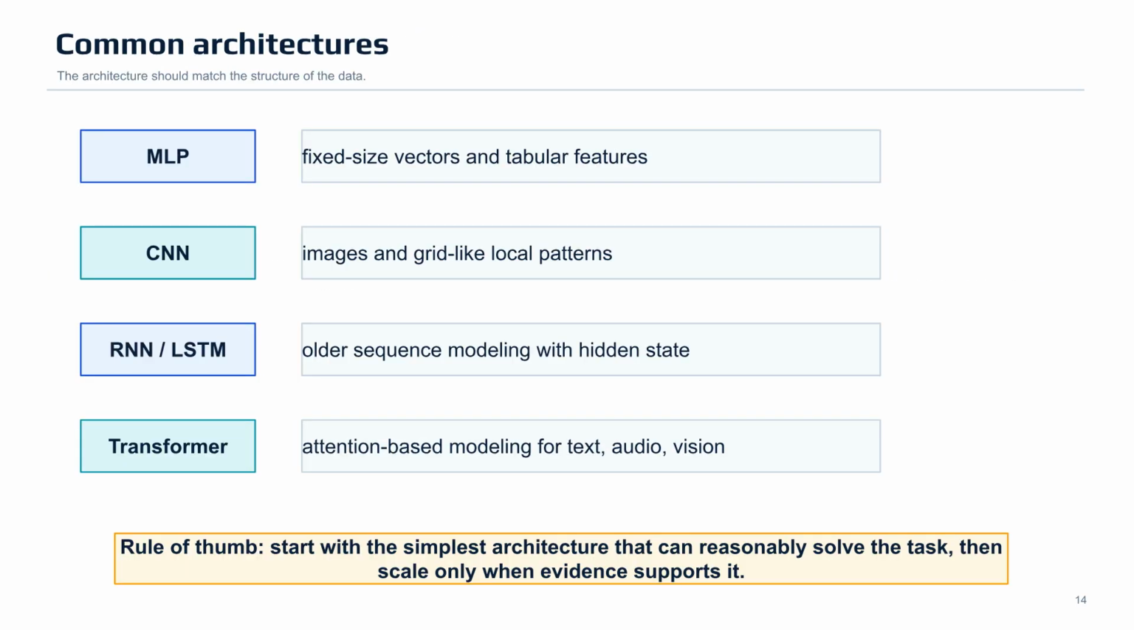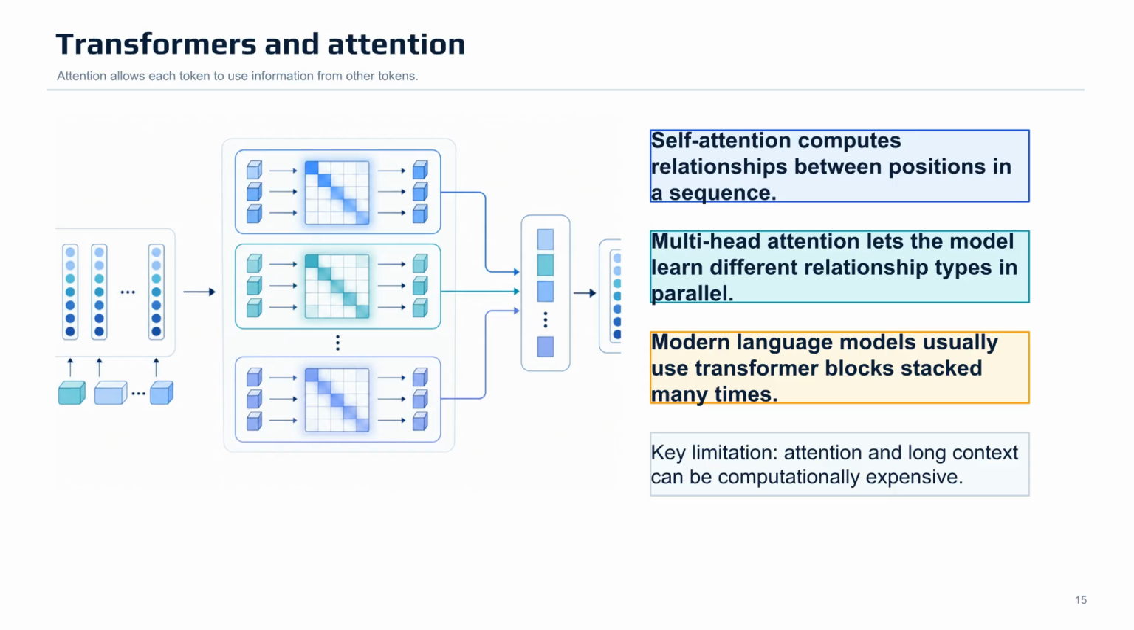Different architectures are suited to different data structures. MLPs, CNNs, RNNs, and transformers each have their strengths. A good rule of thumb is to start simple and only increase complexity when your data supports it. Finally, transformers use self-attention to understand relationships between tokens in a sequence. By stacking these blocks, modern models can process information in parallel, though this does come with computational costs to consider.